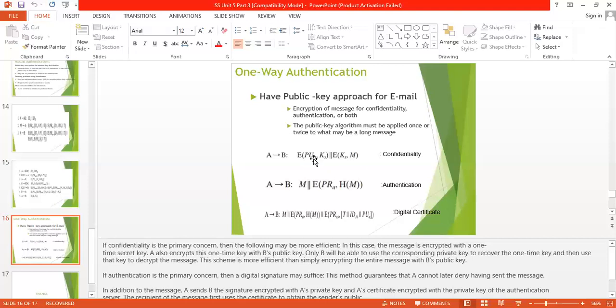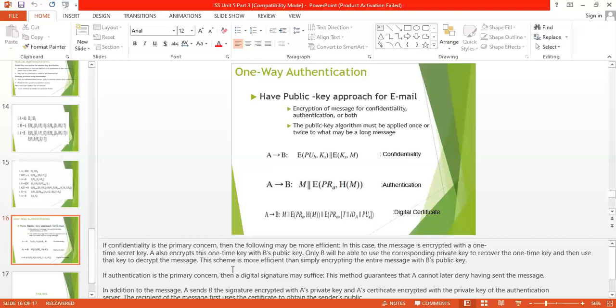So this is the public key of B, KS is the session key, and the message M is encrypted by the session key. So this is the confidentiality. Other is the authentication. If authentication is the primary concern, then a digital signature may suffice. This method guarantees that A cannot later deny having sent the message.